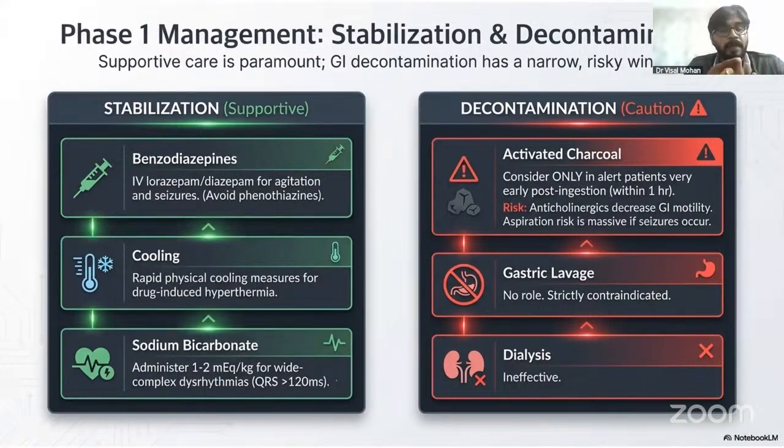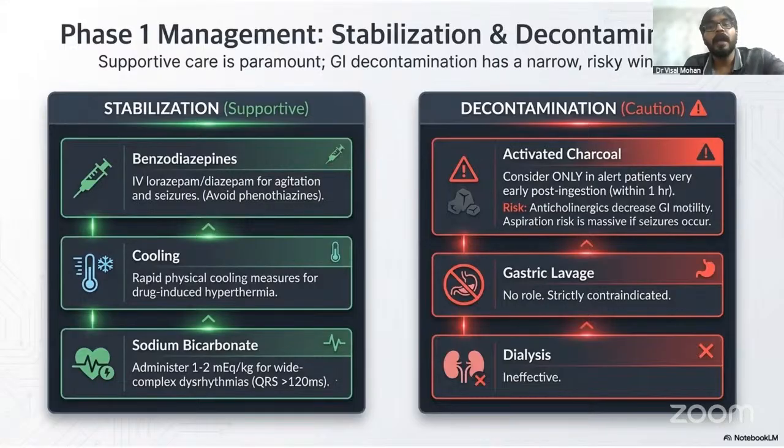Okay, if the patient has ECG changes or we suspect a sodium channel blockade, because of the wide complex tachycardia, QT prolongation, etc., we give sodium bicarbonate, 1 to 2 milliequivalents per kilogram, to stabilize the patient.